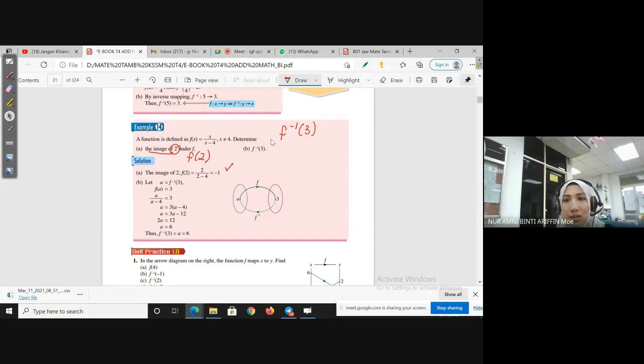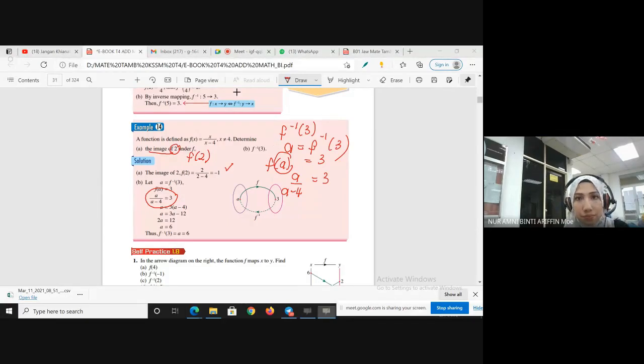Let A. Dia katakan, okay, jadikan dia sebagai let A become. Okay, so ini just so that f(A), you just put in the function of f(x) become A, kita dapat, okay, A over A minus 4 equal to 3. Macam ini je lah. Okay, nampak tak?